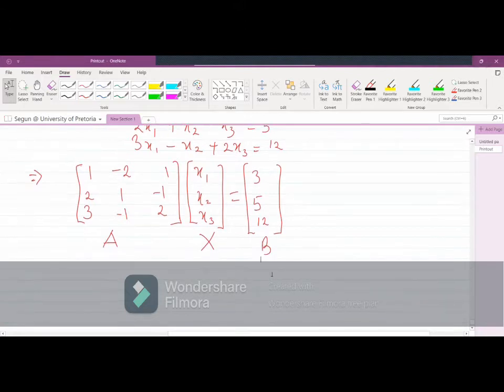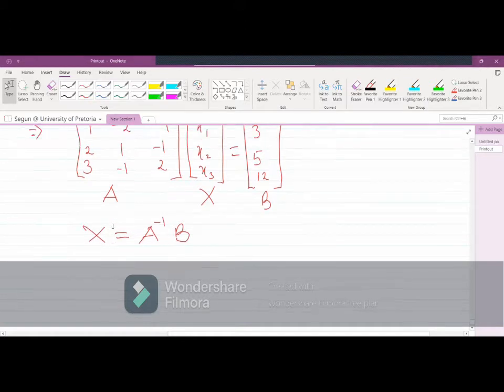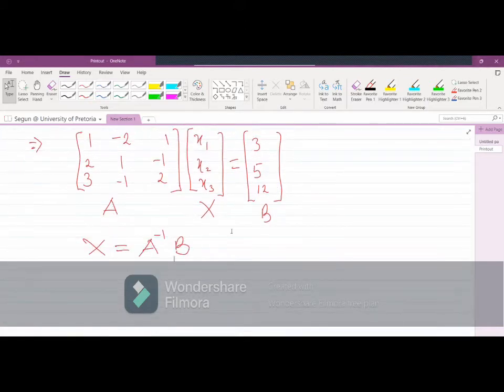And we all know the formula that we normally use. The formula says X is equal to A inverse multiplied by B. So if you miss it from this place, sincerely, it will be difficult for you to catch up. Now, we all know the steps to find our inverse.